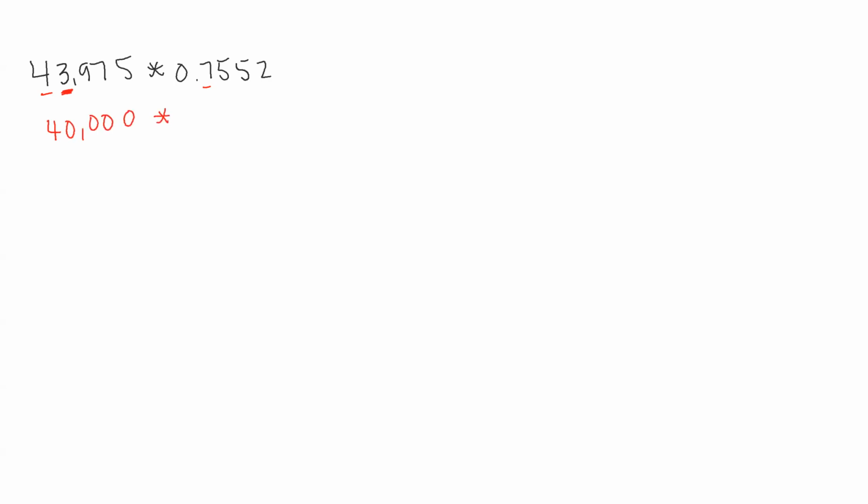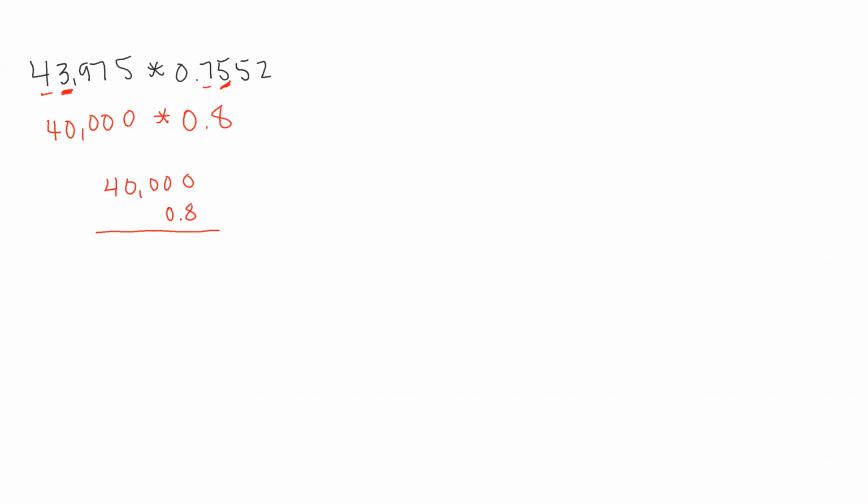Now, if I look at 0.7552, the 0 before the decimal point does not count. So we're going to look at the 7. One digit to the right of the 7 is a 5. That tells me to round up. So this is going to be 0.8. Well, all you have to do here is really multiply the 4 and the 0.8, but we're going to go ahead and do this the long way just to make sure everybody's good.